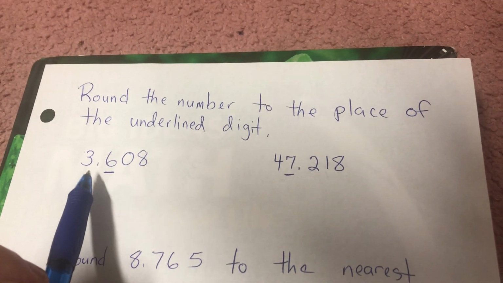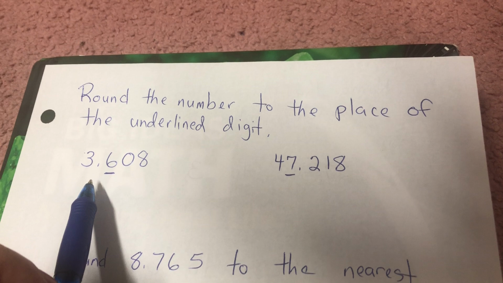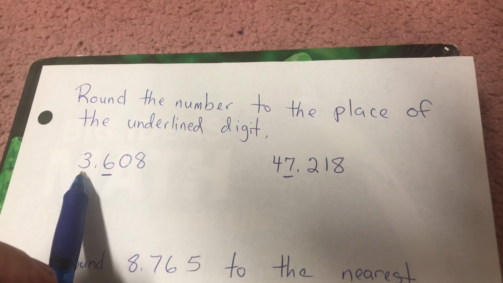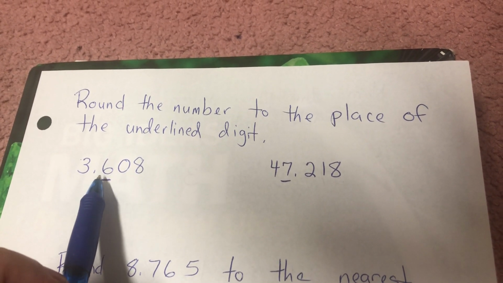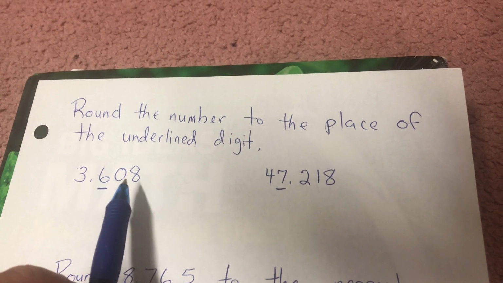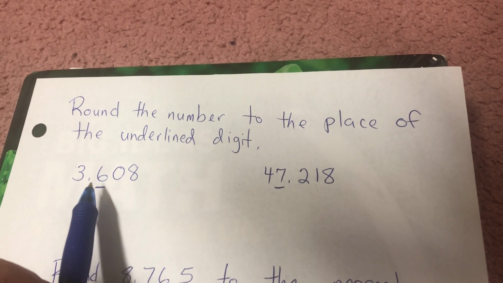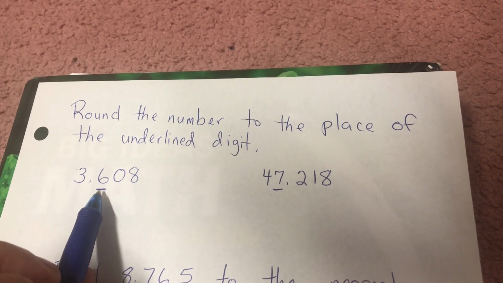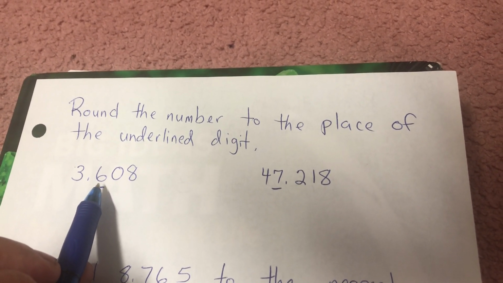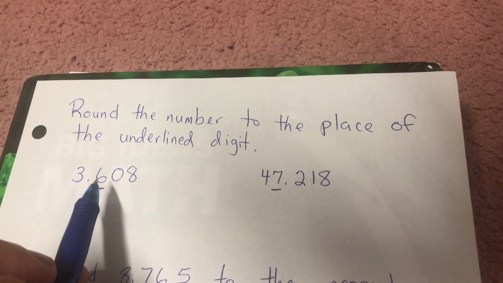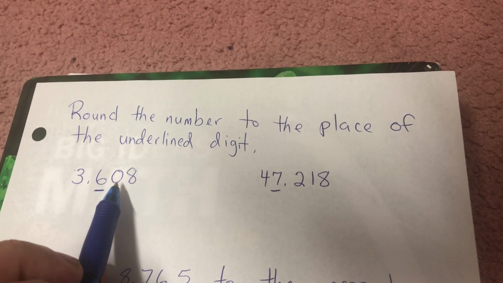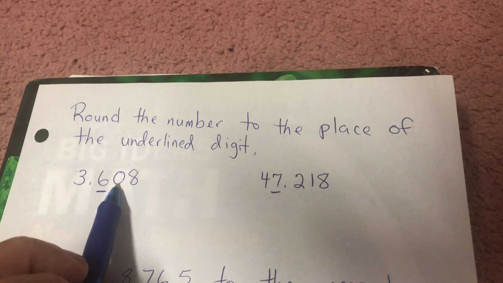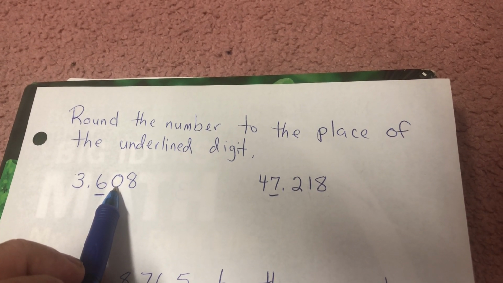So I have this number here, and as we've talked about previously, I would say this as 3 and 608 thousandths. Now it's the 6 that's underlined. The 6 is in the tenths place, and so with the 6 in the tenths place, I'm now looking at the 0. And the 0 is going to tell me what to do.